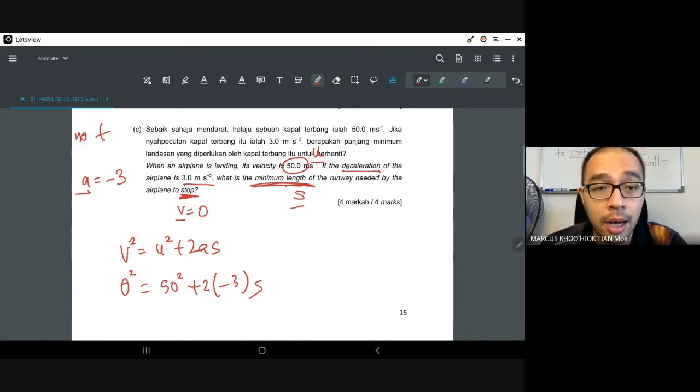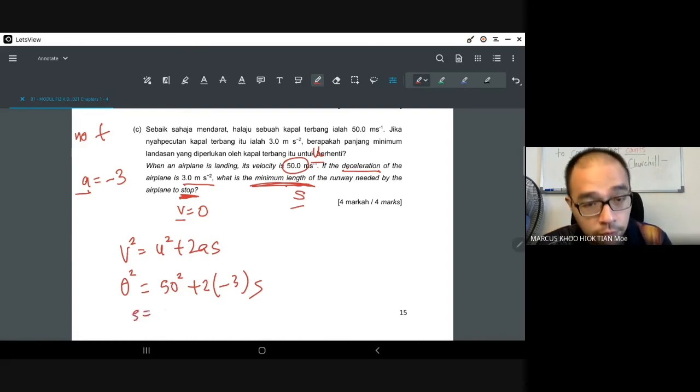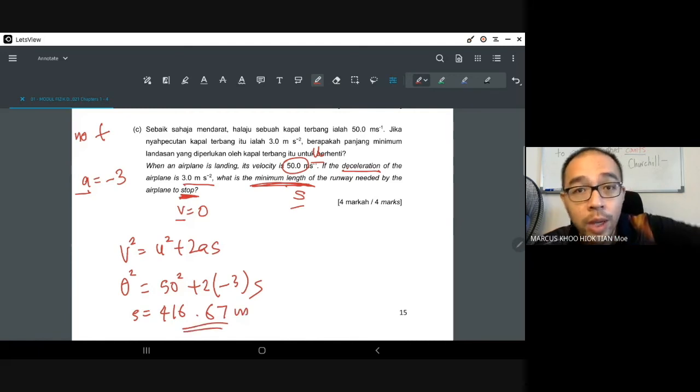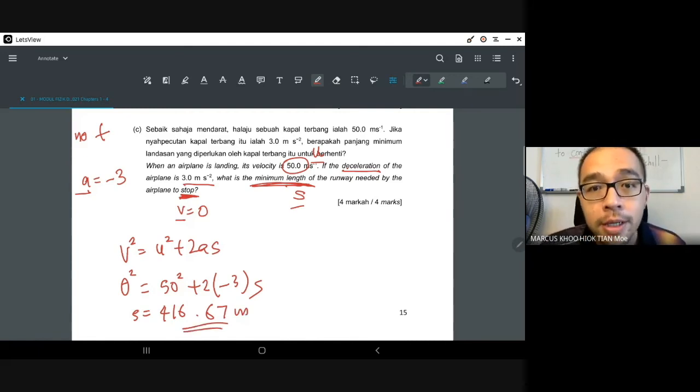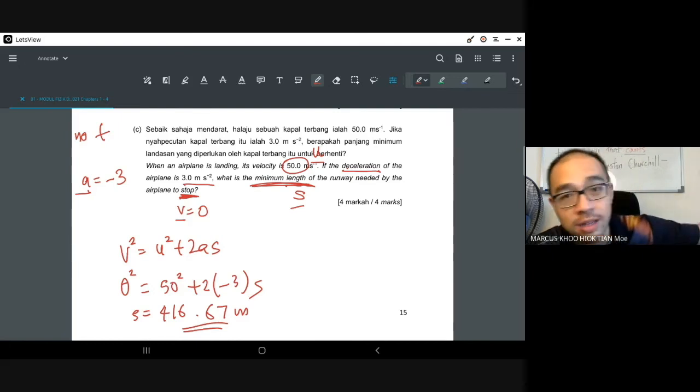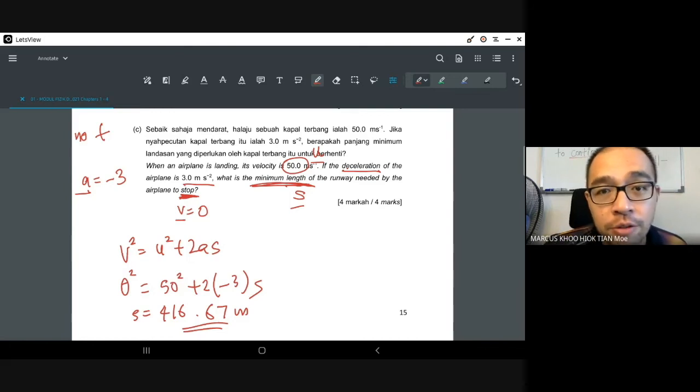After that, when you calculate, what you will get is 416.67, I think. So S equals 416.67 meters. So the runway needs to be about 400 meters long in order for the airplane to stop. This is a very, very small plane. It is only 400 meters. Usually the runways are much longer than 400 meters in order for the plane to stop.